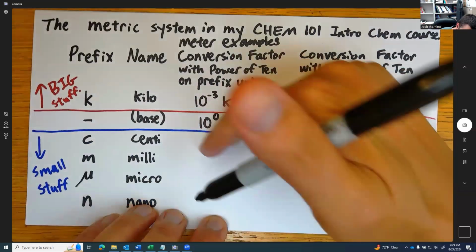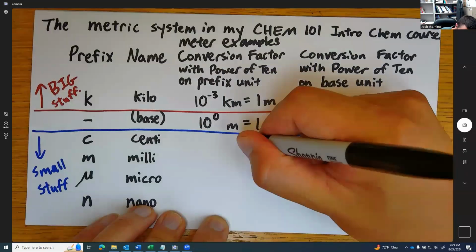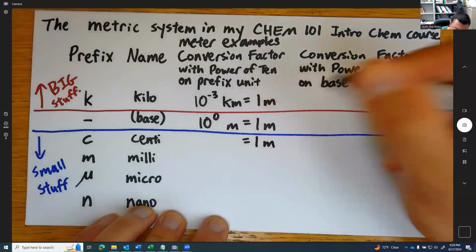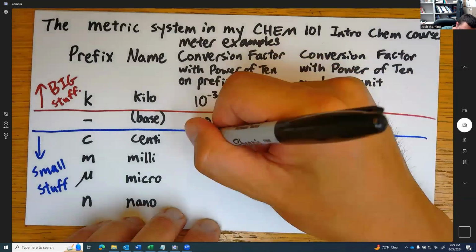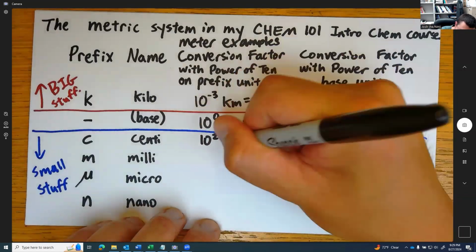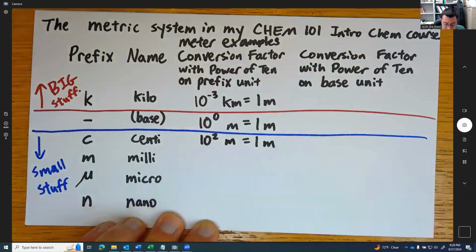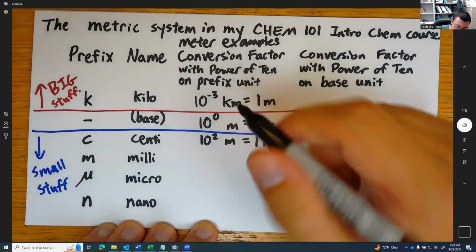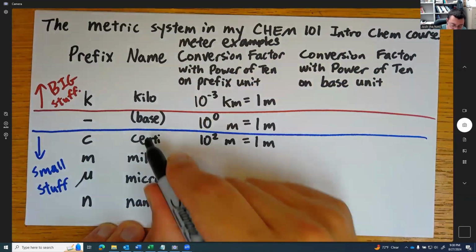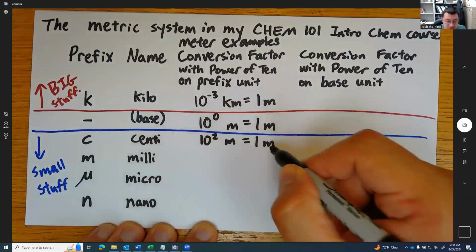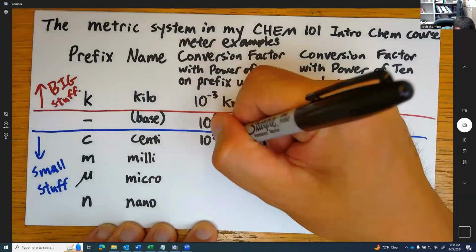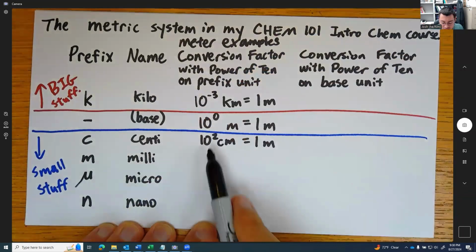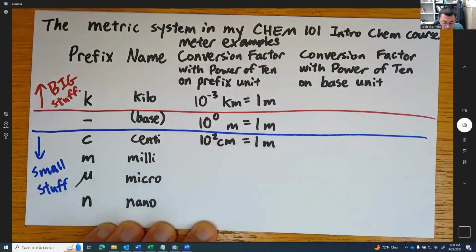Now that we're getting to the small stuff, in order to have 1 meter, we're going to need 100 centimeters, 10 to the second power. You need a lot of a small thing to be equal to the big thing. Need the centi there. There we go. So we need 100 centimeters in order to get to 1 meter.